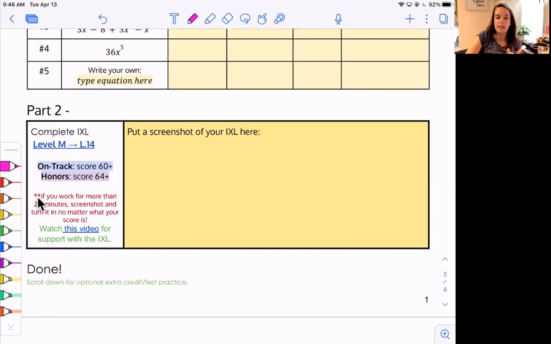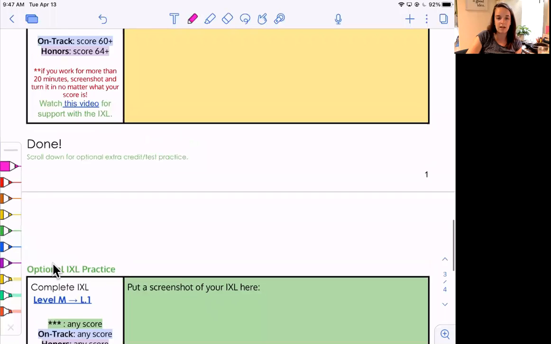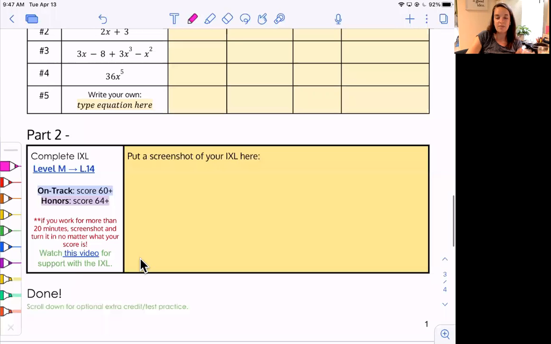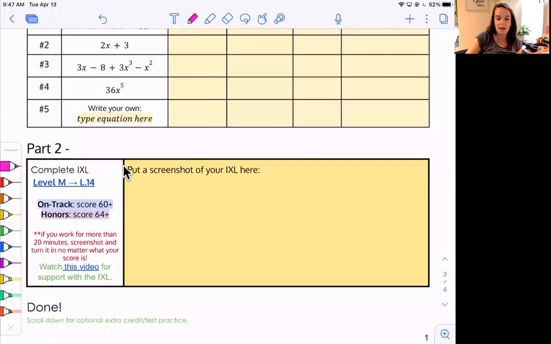I did make this note. If you work for more than 20 minutes, I want you to screenshot and turn it in no matter what your score is, right? So if you work for more than 20 minutes on this IXL, you are done. 20 minutes is the maximum I want you to work on the IXL, okay? After that, you are done. Some people ask for some extra practice, so there is additional practice down there if you want to check that out. Other than that, we are done for today.